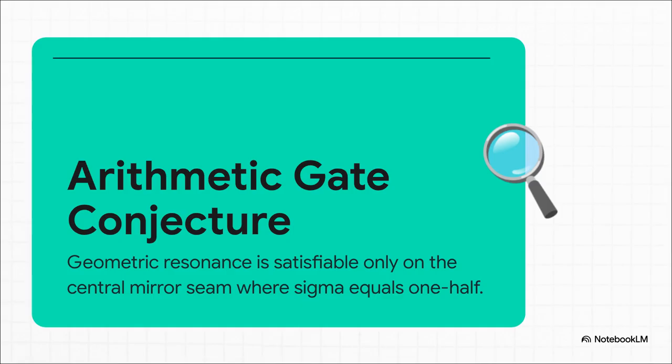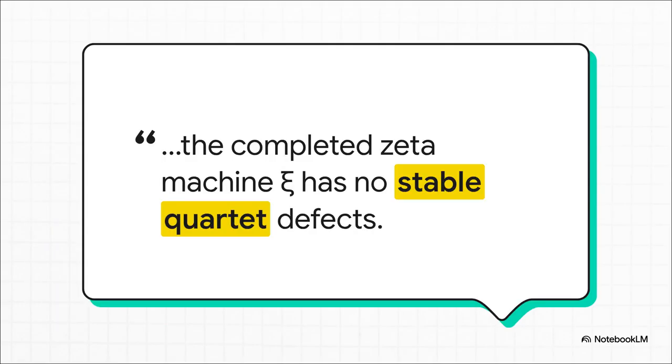If you step off that critical line, the geometry physically distorts, the math breaks, and the universe simply rejects the shape. So I'm going to leave you to ponder this quote right here. The Riemann hypothesis, read through the Nexus framework, is the statement that the completed zeta machine has no stable quartet defects. Think about that. What if the greatest mathematical mystery of our time isn't a complex equation waiting to be calculated step by step? What if, instead, it's a fundamental geometric shape waiting to be recognized in the universe's computational runtime?